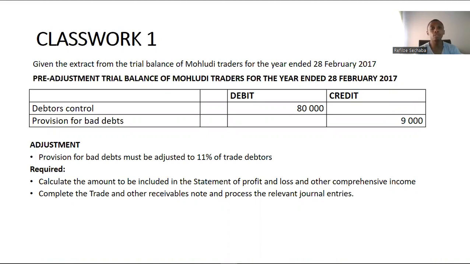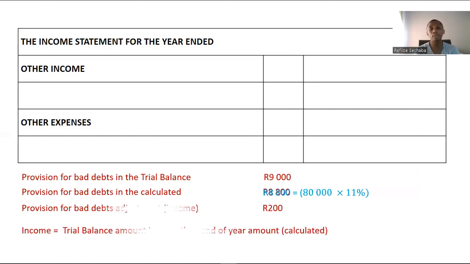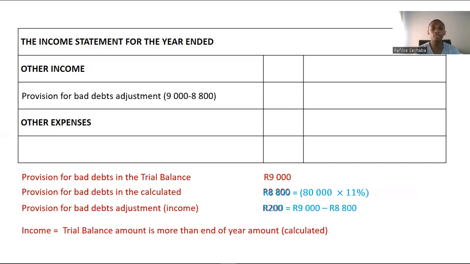Now, when we record this in our statement of profit or loss, I'm going to start with the provision that we have in the trial balance of 9,000. And we need to calculate the new one, which is 8,800. By that, you can tell that the one in the trial balance must be brought down. So how did I get that 8,800? I took the 80,000 and I multiplied it by 11%. Okay, and then that is under other operating income.